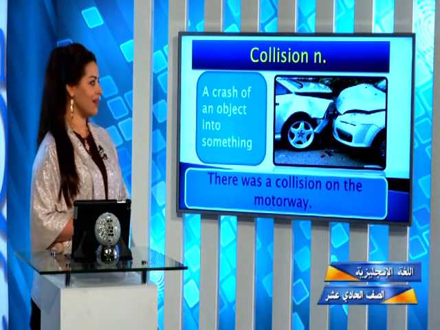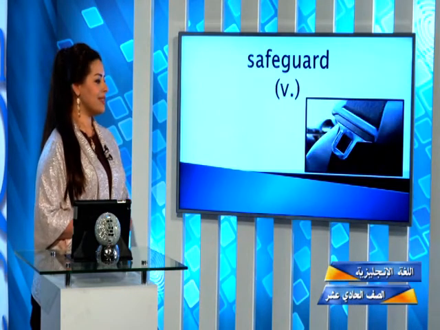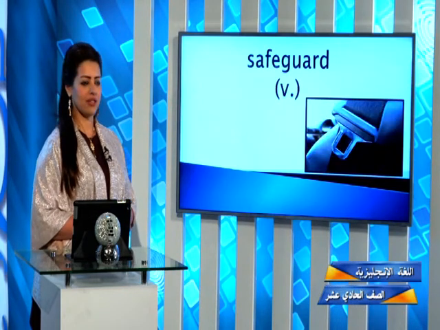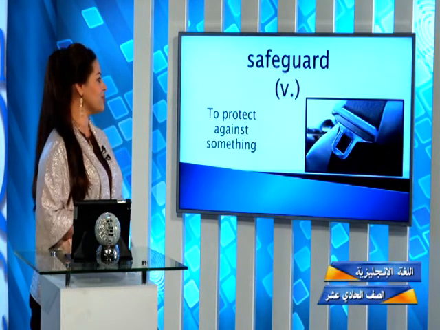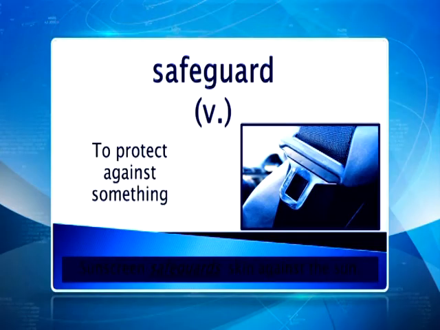We will move on to our next word, which is safeguard. Safeguard is a verb, and it is to protect against something. Let's look at the example here. Sunscreen safeguards skin against the sun. Can you see how it's done? This is the way we use it in a sentence. We will go on.